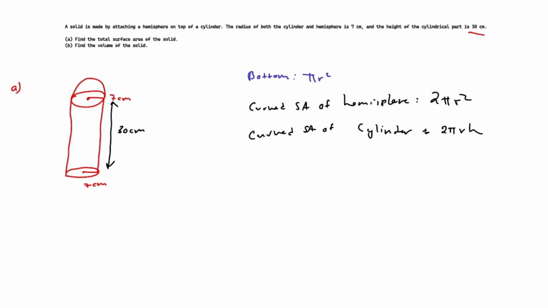So our total surface area is just going to be equal to 2 pi r h plus 2 pi r squared, plus pi r squared. So remember all these three surface areas. If we were to simplify this, we can simplify this as 2 pi r h plus 3 pi r squared.